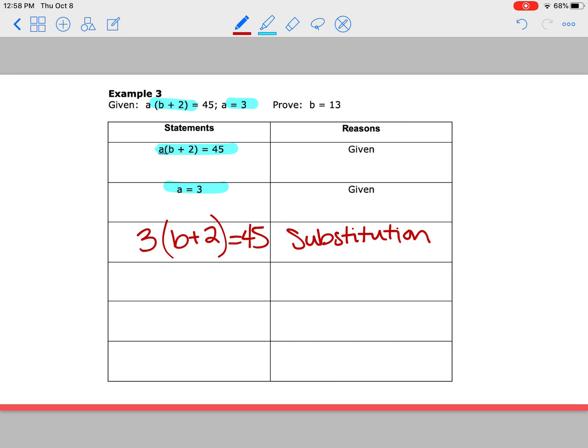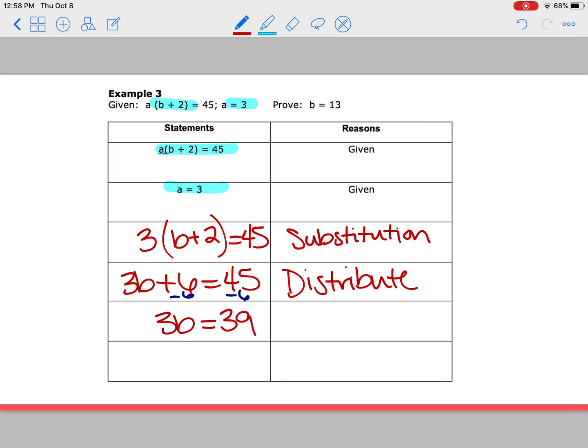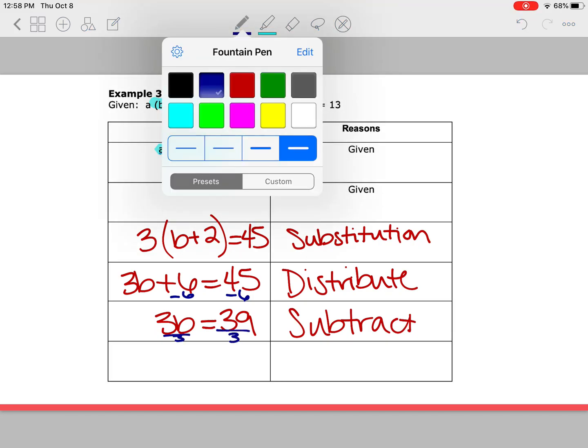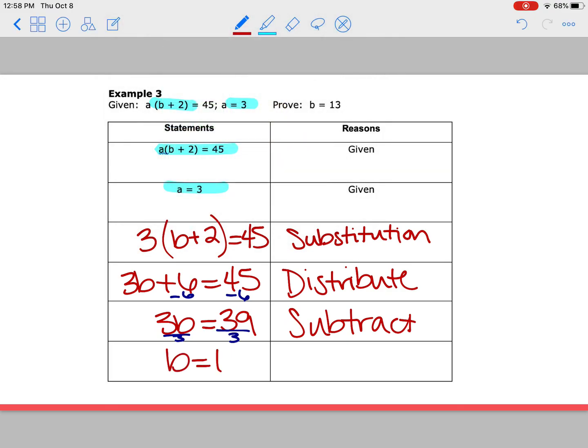Okay, now we're back to just solving a regular equation. We would distribute the 3 next, so we would say 3b plus 6 equals 45 because of the distribution property. So I'll just write distribute to abbreviate. Okay, the next step, we would want to minus 6 from both sides, and when we do that, we would get 3b equals 39 because of the subtraction property. And the last step here would be to divide by 3, and we would get b equals 13 because of the division property.